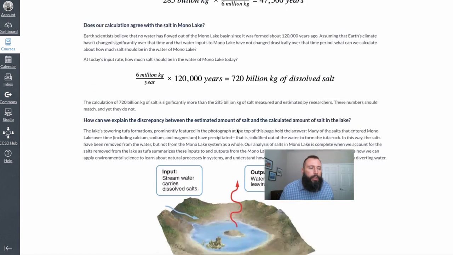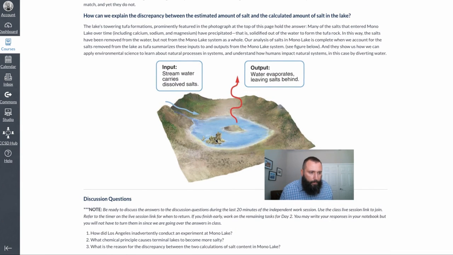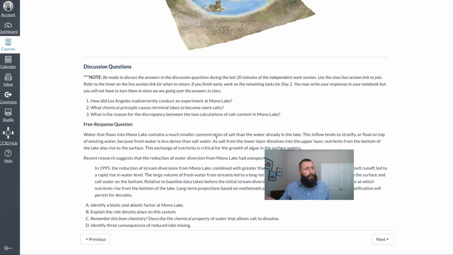Where did it go? So you're going to read a little bit about where it went. I'm going to give you a little bit of a hint. It's going to be something to do with the tufas, right? And then here's what I want. You're going to go through and actually do the discussion questions. I'm going to go over these answers with you at the end of this very video, okay? The answers for these 3 questions can be found in the body of the article.